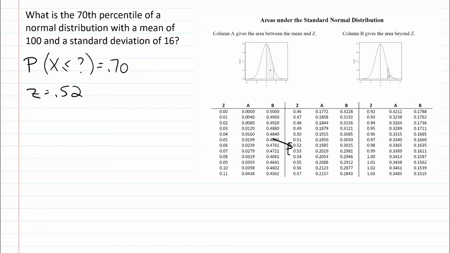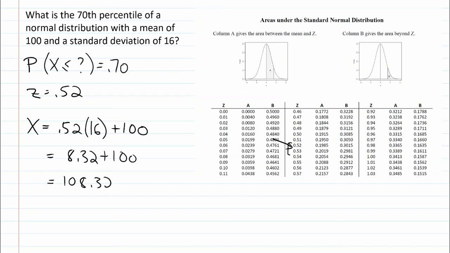But the question is asking not for z, but for x. So we have to apply a linear transformation to get there. And so my value of x is going to be 0.52, which is my value of z, times the desired standard deviation, which is 16, plus the desired mean. And with that, I get 8.32 plus 100, and the final result is 108.32. So we know that a score of 108.32 is the 70th percentile on a normal distribution with a mean of 100 and a standard deviation of 16.